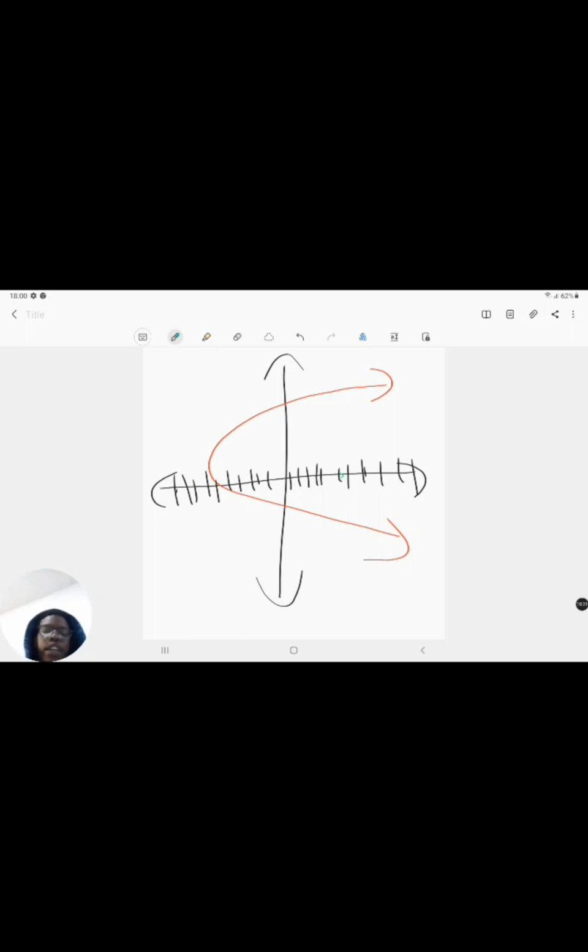Let's pick an x value there. Okay, remember what I do? I pick an x value on the x-axis, then I draw a straight line perpendicular to the x-axis towards my graph. It hits my graph there, and then I go to the y-axis. So there's my y value there.